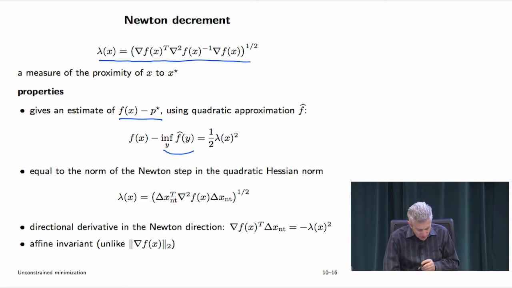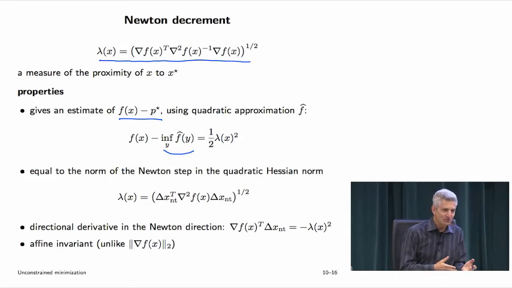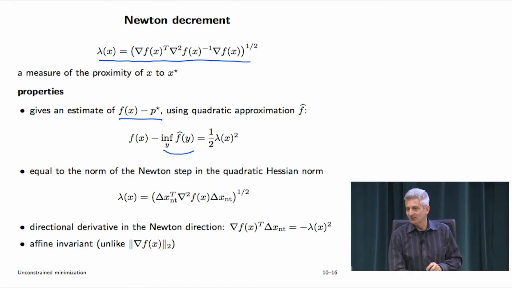Now it's got all sorts of other interpretations. It is the norm of the Newton step in the quadratic Hessian norm. So that's another way to say it. And it's the directional derivative. So if you remember in the Armijo line search or Goldstein line search, there's that slope, which says how fast you are going down. And the answer is it's minus lambda squared. Which once again tells you if lambda squared over 2 is tiny, in your line search, it's not going to go down much. So that tells you that.